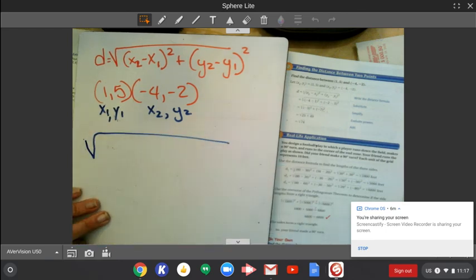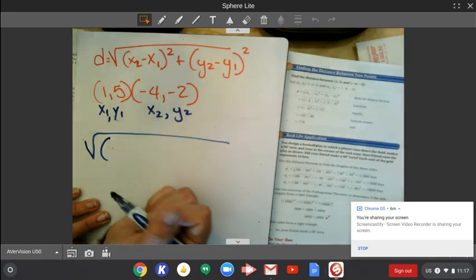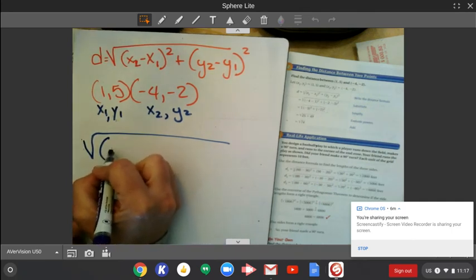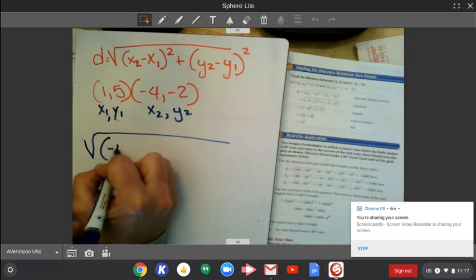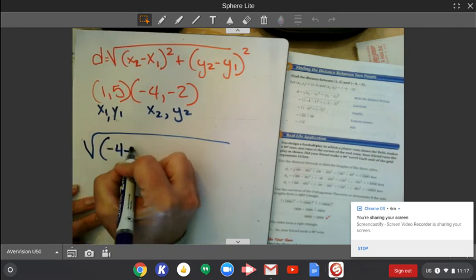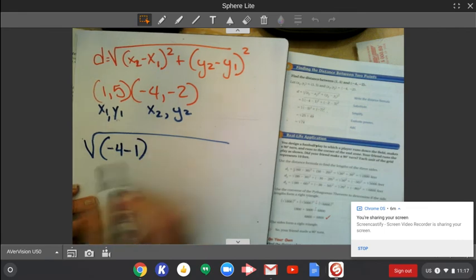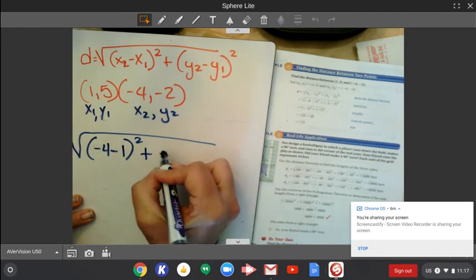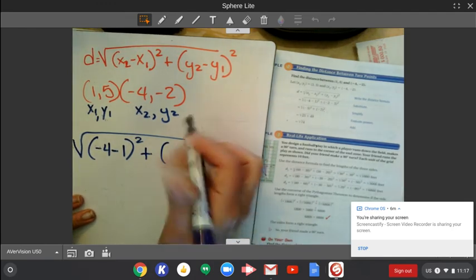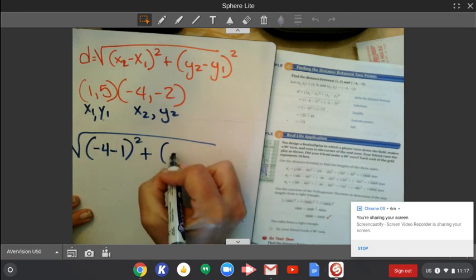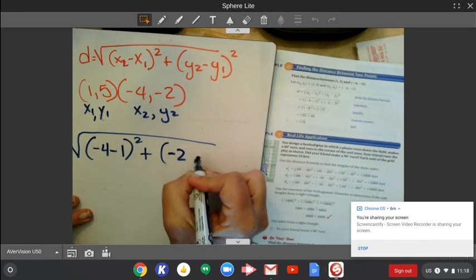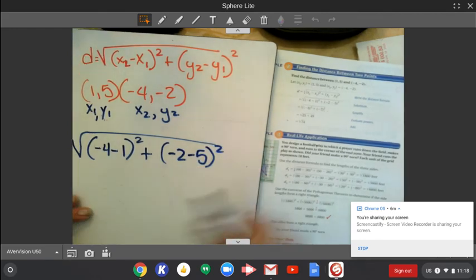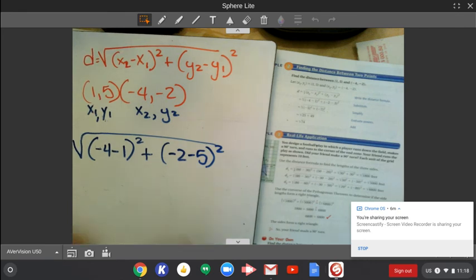You're just going to plug it into the formula. So you have the formula written down, hopefully from your notes. It's on page 320. And I'm going to plug in. So I'm going to do x2, negative 4, minus x1, 1, squared, plus, you're going to add them. It's kind of like the Pythagorean theorem. You'll see that it's close to the Pythagorean theorem. Okay, and then you have y2 minus y1 squared.